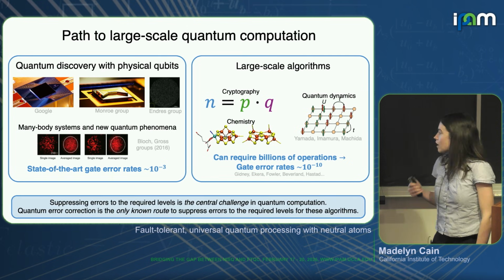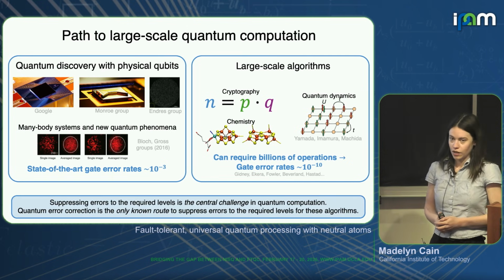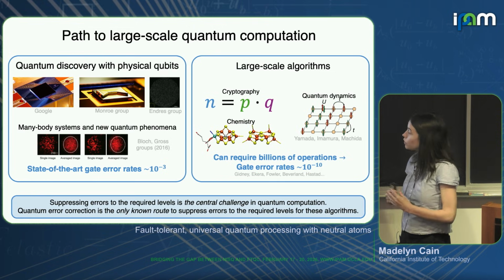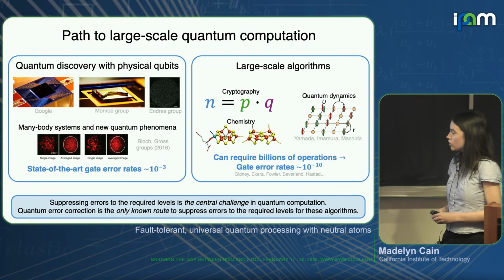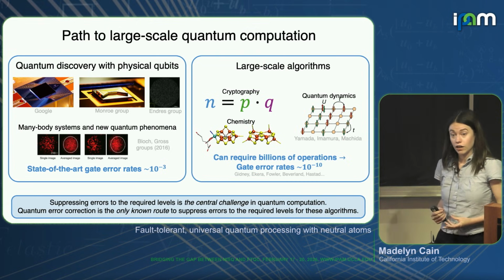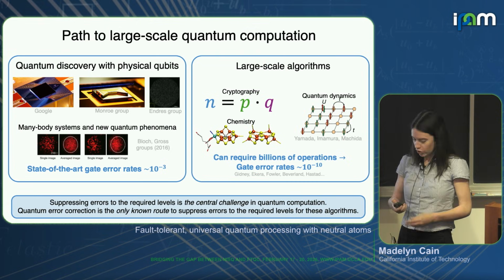In particular, suppressing errors to the required levels that we need for computation is really a central challenge in the field. And the only way that we know to suppress errors to the levels that are required is via quantum error correction.